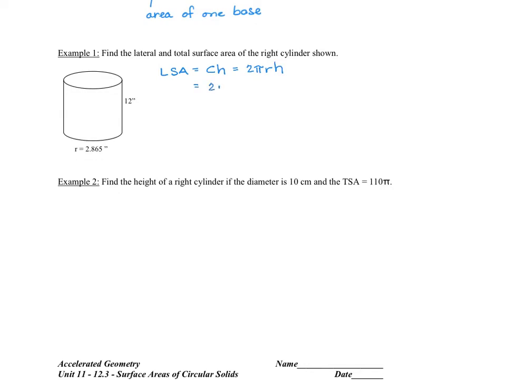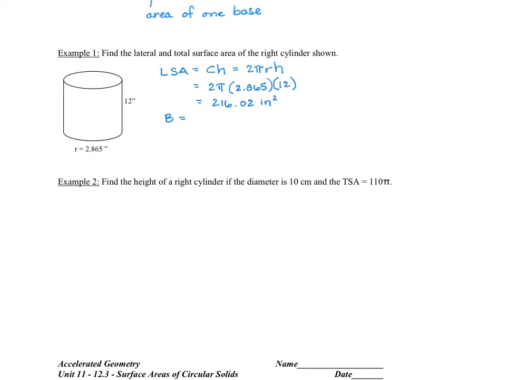I know the radius is 2.865, and the height is the distance between the bases, so in this case, 12 inches. And since I can't get that to come out to be in exact form, I'm going to use the pi button on the calculator and get an approximate value for the lateral surface area of 216.02 inches squared.